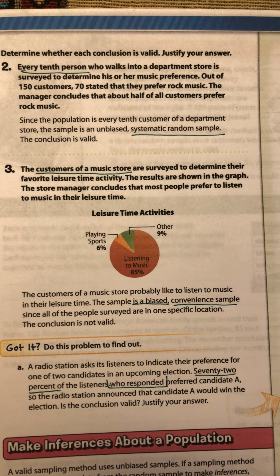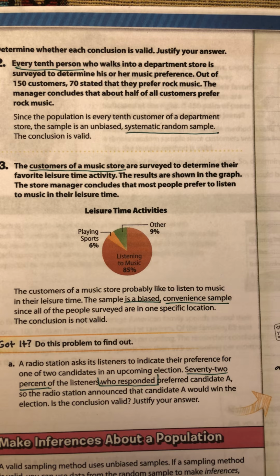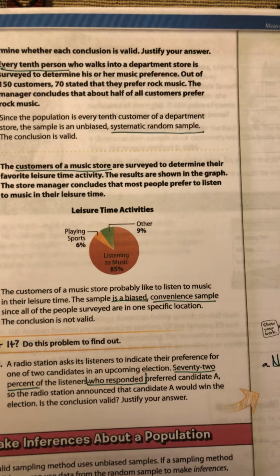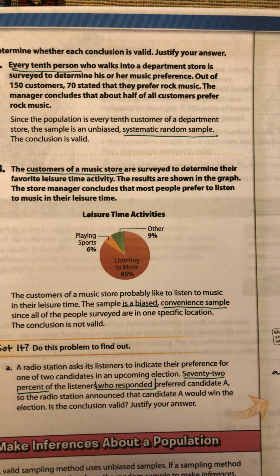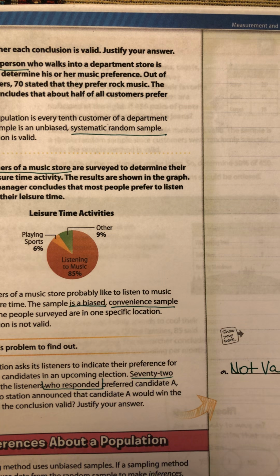It is biased, so it is not valid. This was a voluntary response because they only got answers from the people who called in. So it was not every 10th caller or every other caller. It was just those who chose to call in. Not only that, it's a specific genre of music and it was voluntary. So again, this would be not valid.